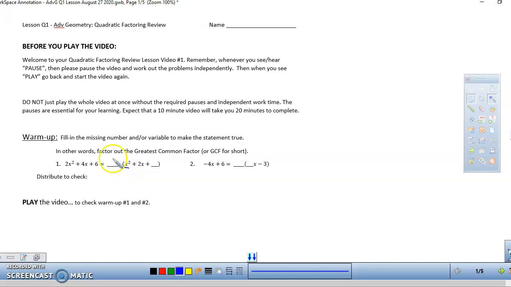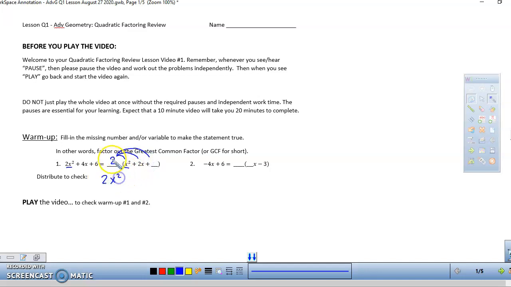One thing you want to look at here is we're going to factor out the GCF, the greatest common factor. That is always going to be the first step to look for whenever you're factoring. So in this particular case, you'll notice just looking at the first term here that this needs a 2. So I'm going to try and just put a 2 here, and then we're going to start distributing to make sure we're on the right track.